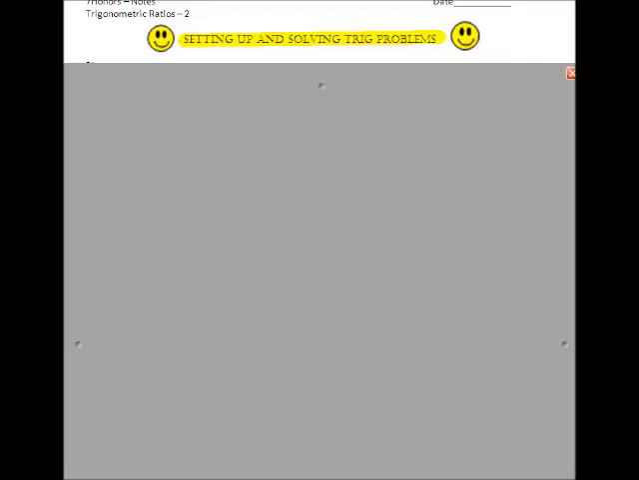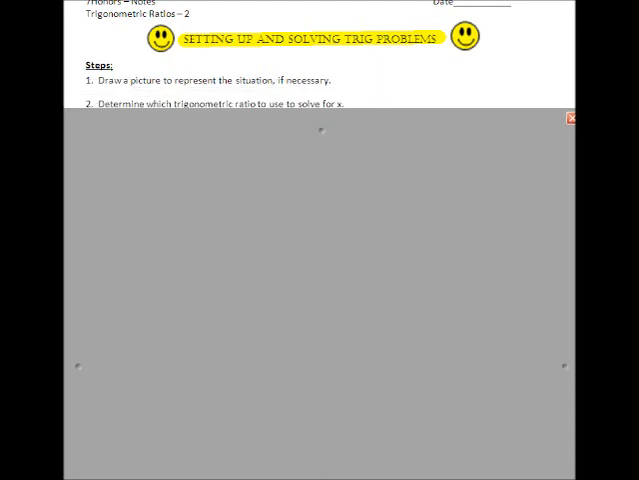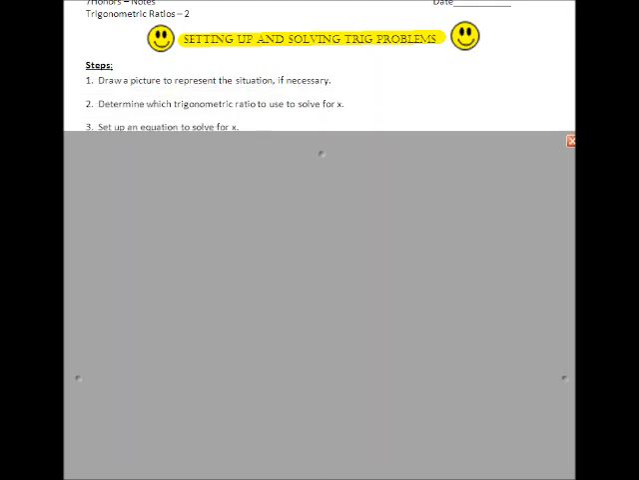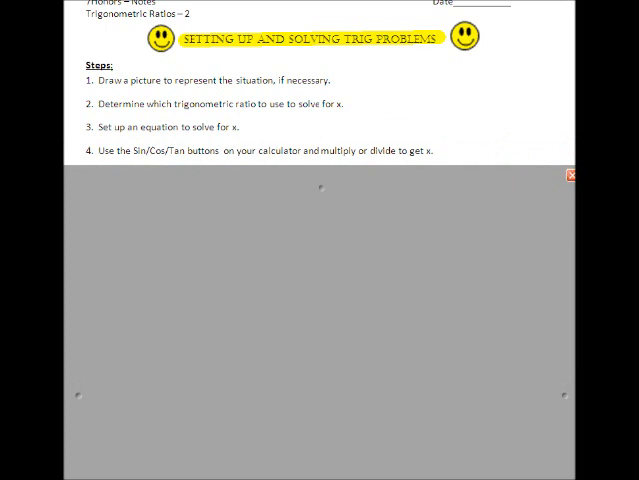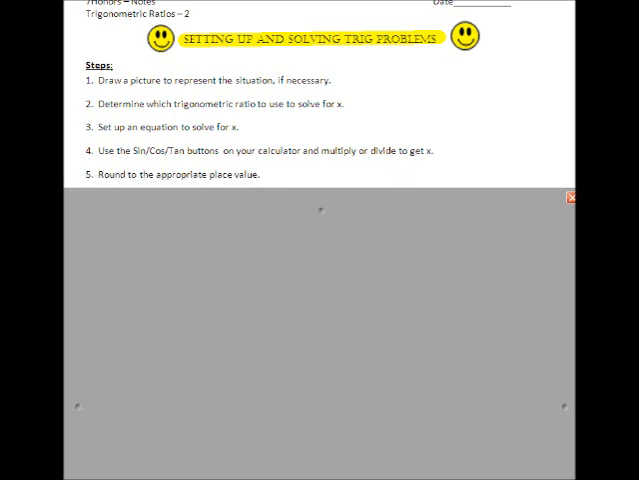Very exciting. Tonight we are going to set up and actually solve the trig ratio problems. Okay, so take out this page in your notes and start your engines. All right, the steps. First, we're going to draw a picture always, if necessary. Then we're going to determine which trig ratio to use, which we did yesterday. We will set up an equation, which we did yesterday. And then we'll use the sine, cosine, tangent buttons on our calculator to multiply or divide to get x.